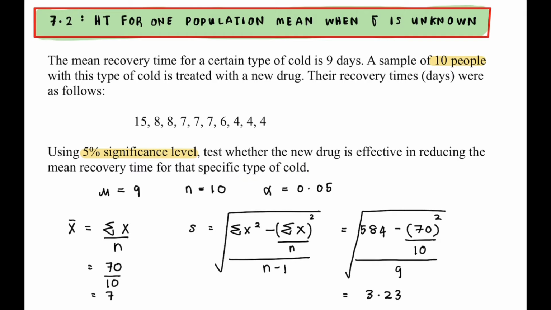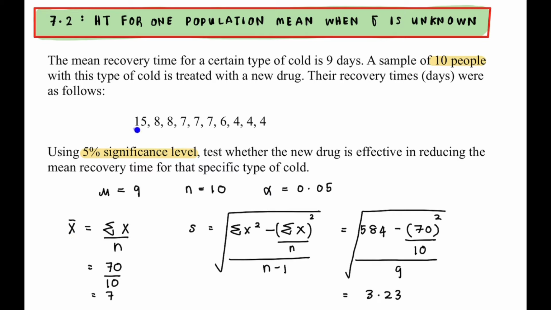type of cold. So you have the raw data, then you have to calculate the mean from the sample and also the standard deviation from the sample given. So mu is 9, which is 9 days to recover from the cold. n is 10 people. Alpha given is 0.05.